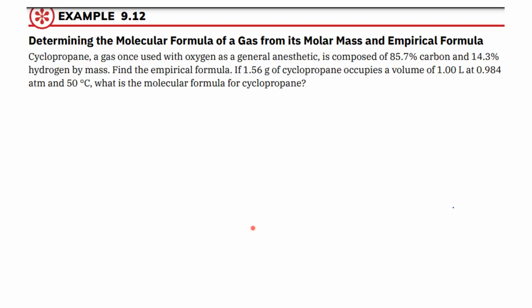So if we look at this one, cyclopropane, a gas once used with oxygen as a general anesthetic, is composed of 85.7% carbon and 14.3% hydrogen by mass. And cyclopropane will be a hydrocarbon, so it's only going to be those two, and that's why carbon and hydrogen just add up to 100%. But we want to find the empirical formula just using that information.